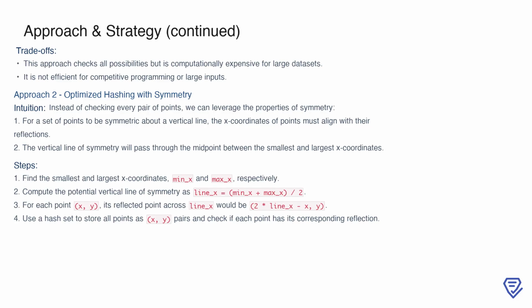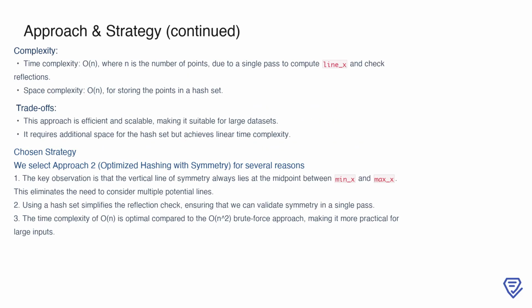To validate symmetry, we store all points in a hash set. Then, for each point, we check if its reflected counterpart exists in the set. This approach significantly reduces unnecessary computations and avoids the need to test all pairs of points. This optimized hashing approach achieves a time complexity of O(n), as we make a single pass to compute line_x and verify the reflections for all points.